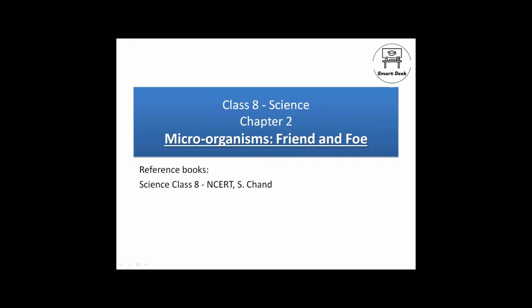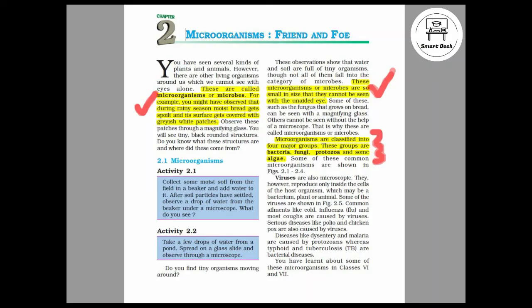Today we'll be learning about chapter 2, that is microorganisms, friend and foe. In this chapter we will learn what microorganisms are, firstly what are microorganisms, then their types, and in what ways they act as a friend and in what ways they act as a foe. Foe means they are harmful to us. So first we are looking into what are microorganisms.